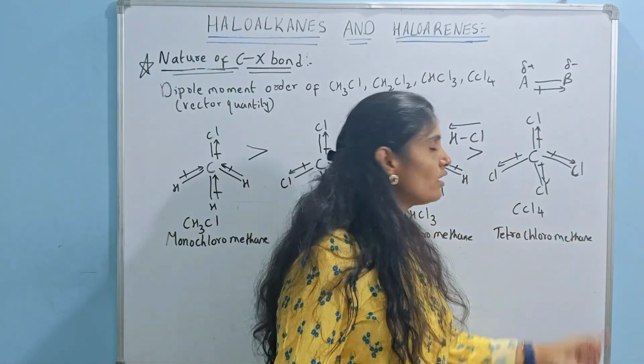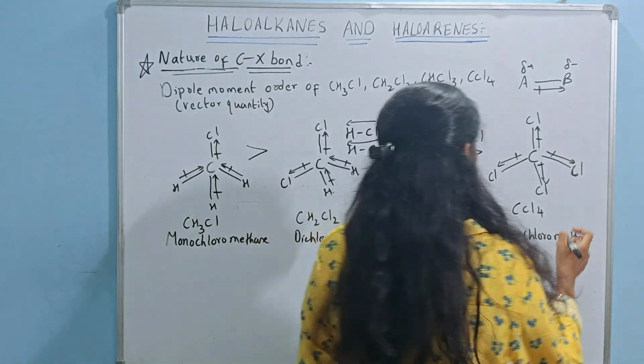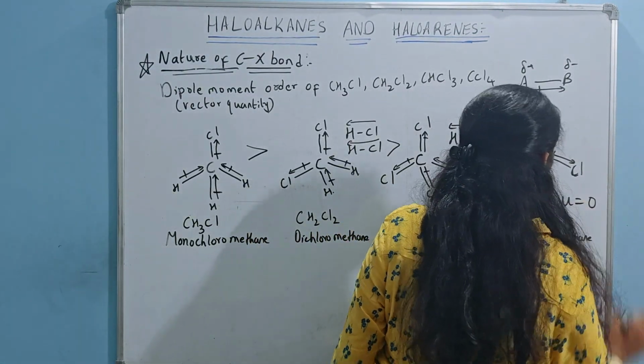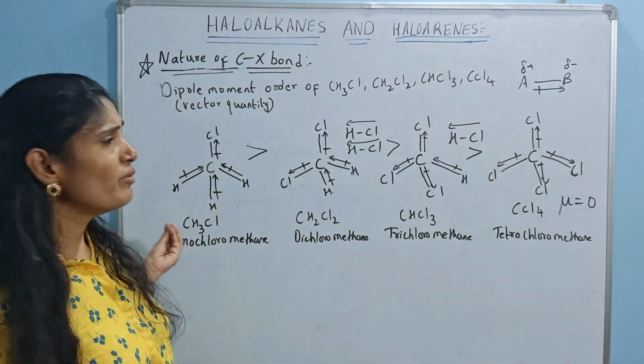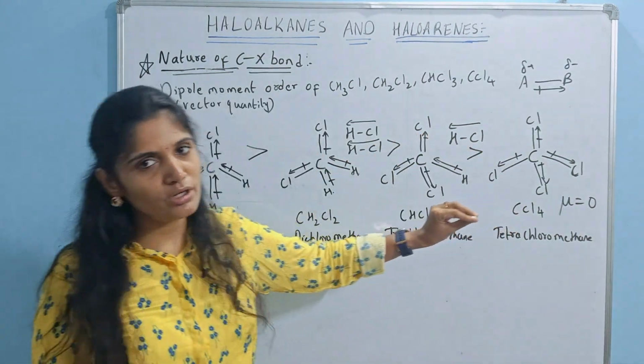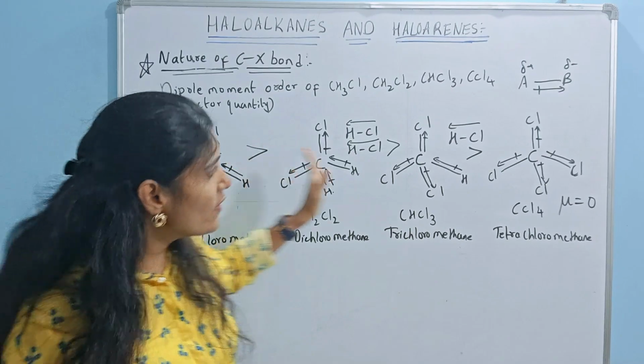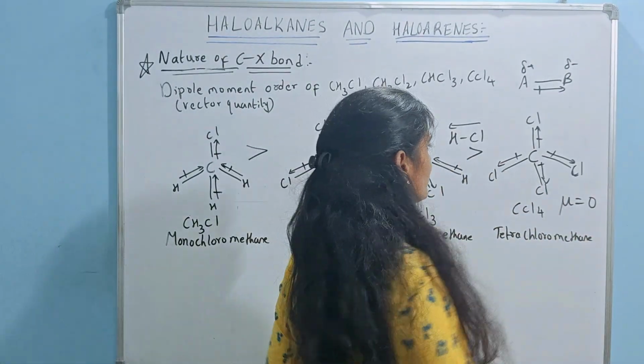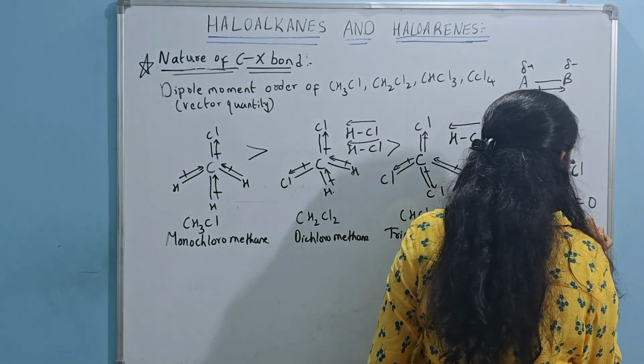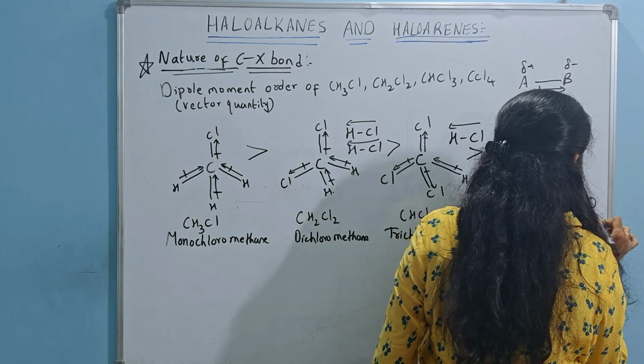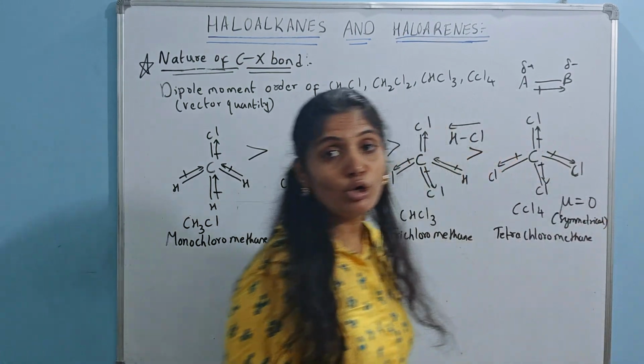Now when you come to tetrachloromethane, here your dipole moment will be 0. You need not remember the dipole moment values for these three molecules. You just need to understand that it is decreasing in this way. Now why is the dipole moment 0? Because it is a symmetrical molecule. For symmetrical molecules, the dipole moment is equal to 0.